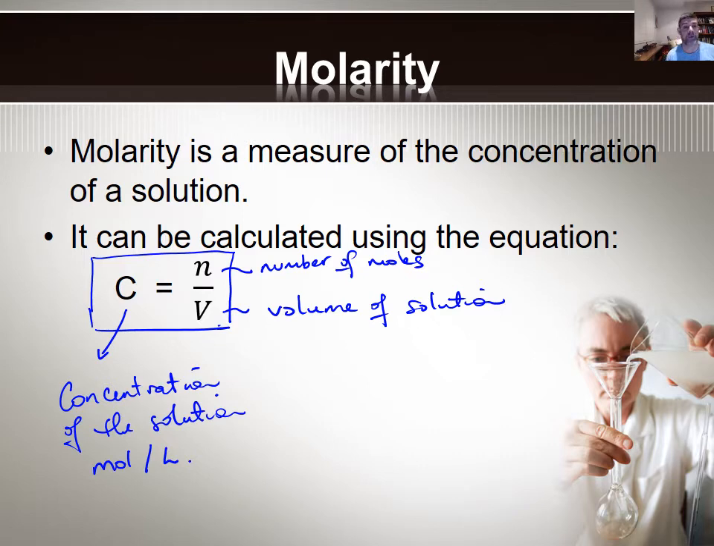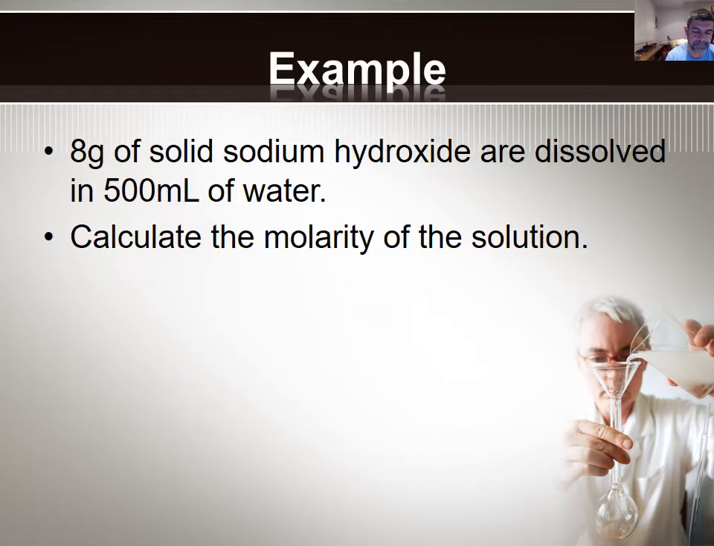So let's look at one quick example just to give you a bit of an idea. What happens if we have 8 grams of solid sodium hydroxide dissolved in 500 mL of water, and we're asked to calculate the molarity? Well, first of all, we need the formula for sodium hydroxide. So the formula for sodium hydroxide is NaOH. Then we need the molar mass.